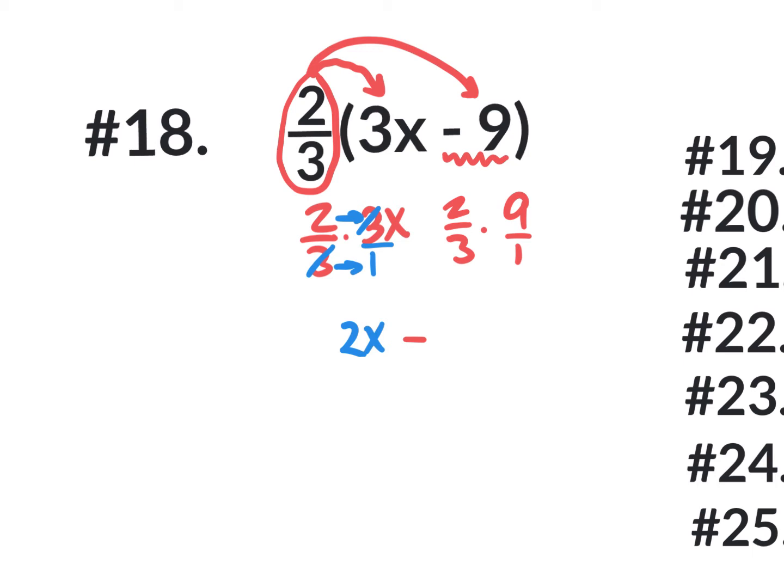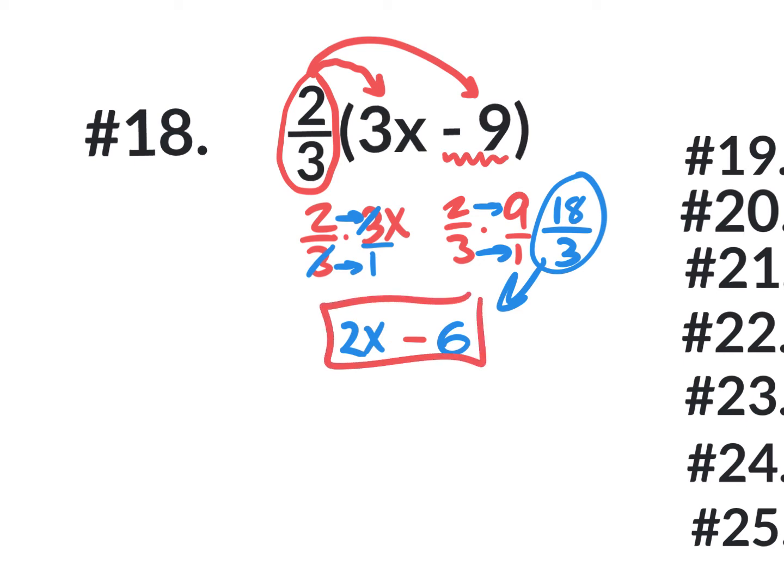On this one, I think I'm going to multiply first and then reduce, okay, just to show you the different ways. So 2 times 9 is 18, 3 times 1 is 3, 18 divided by 3 is 6. So this is 2x minus 6. That is your answer for this problem, okay?